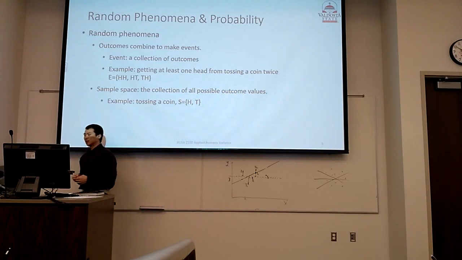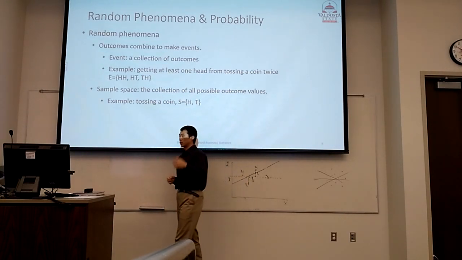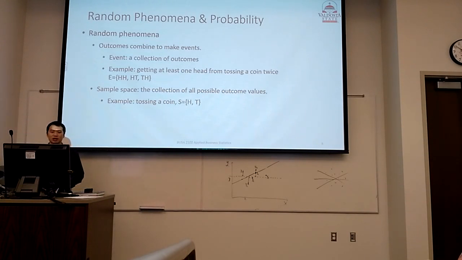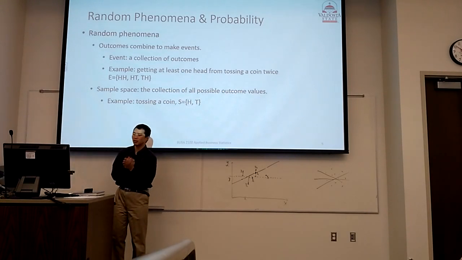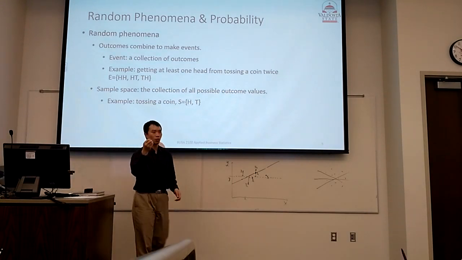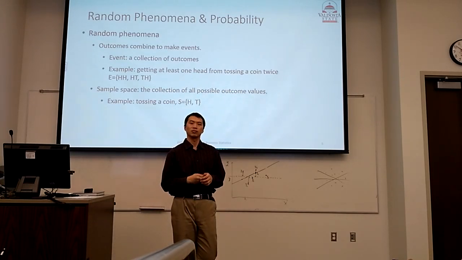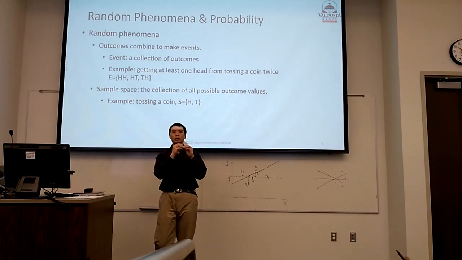Sample space. So now we started to talk about sample space. This is the first time we discuss the sample space. So we will use this terminology very often in the following chapters. The sample space is the collection of all possible outcome values. Okay? So if you just consider tossing the coin once, what are the possible outcomes? Head and tail. Okay? Only two possible outcomes.